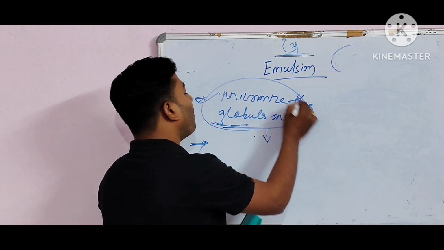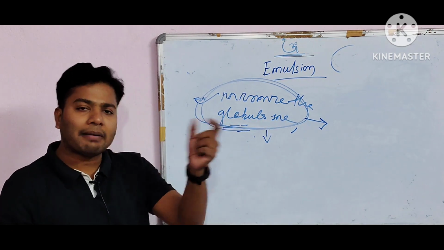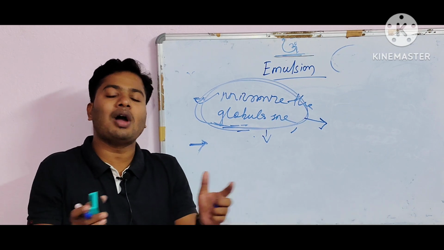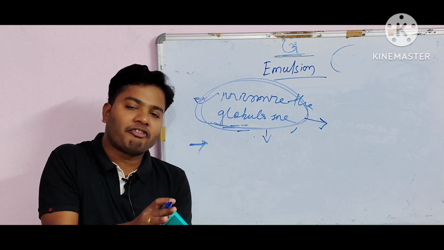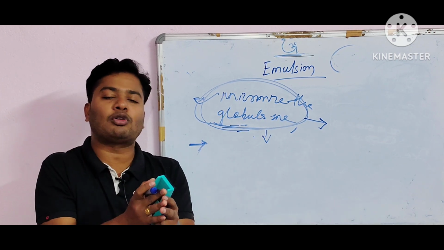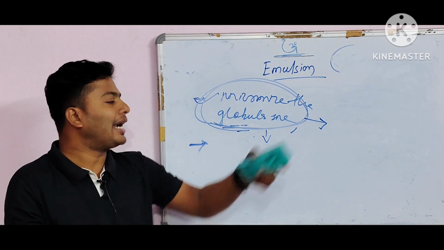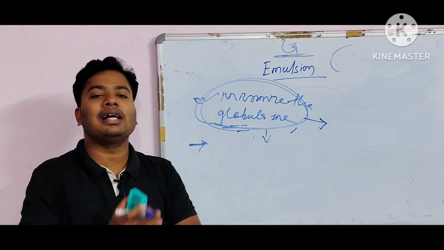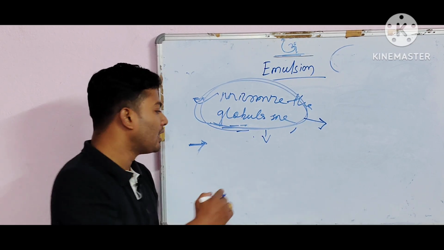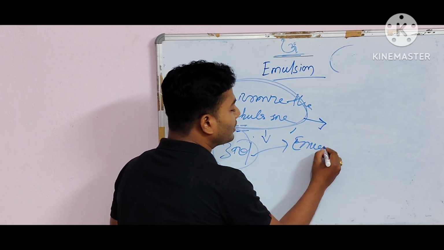So the first point is to micronize the globule size, and the second point is that after micronizing, the globules again take the maximum time to attract each other. So how do we prevent the attraction between the globules? When you prevent the attraction between the globules, they can't form a large globule and can't separate from each other. So to prevent such attraction, you have to use some third agent, that is the emulsifying agent.